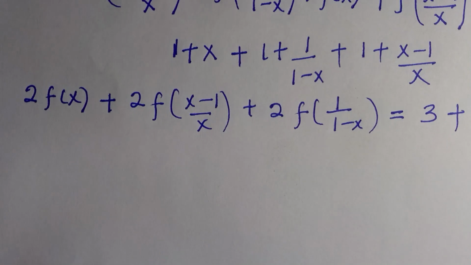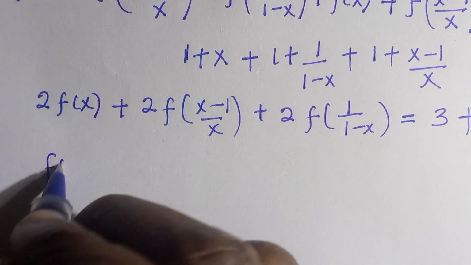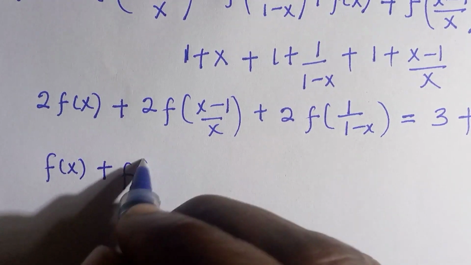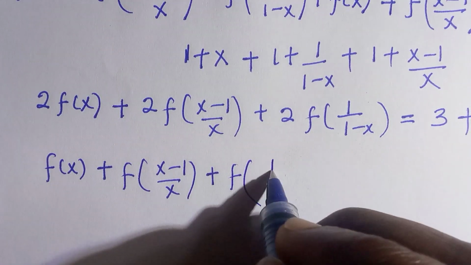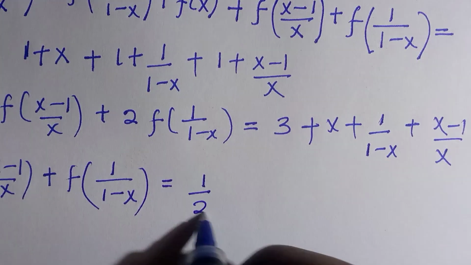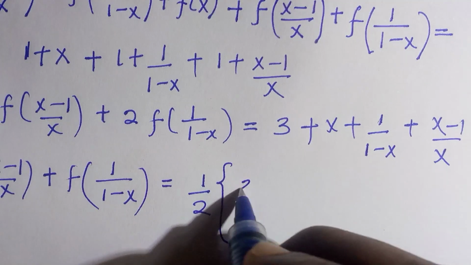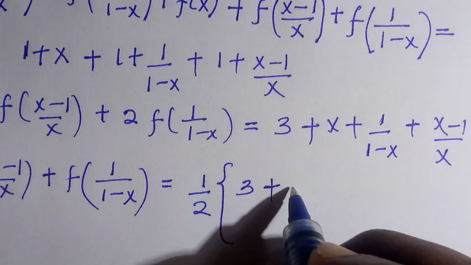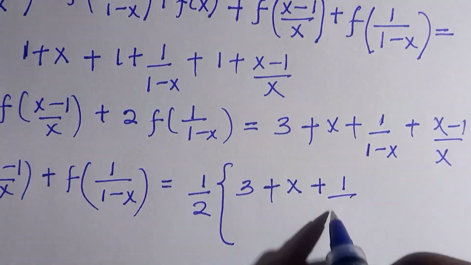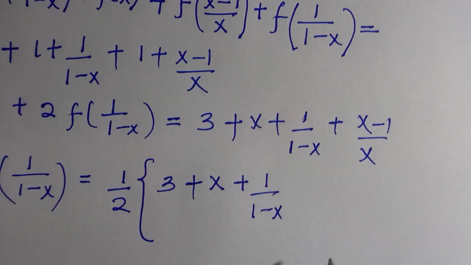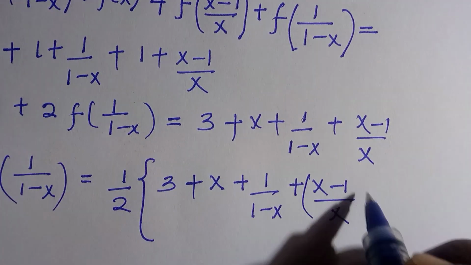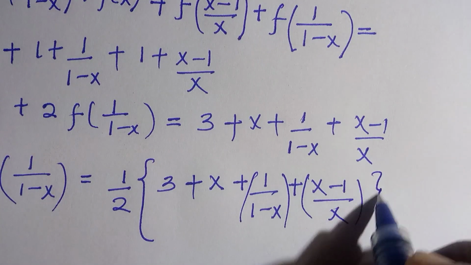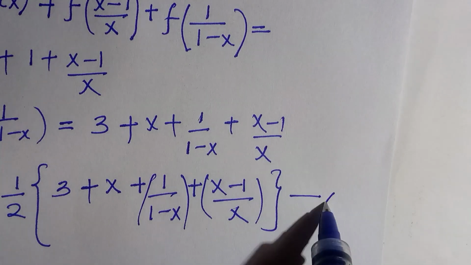Okay, I want to take 2 out and divide it. Then we have f of x plus f of x minus 1 divided by x, plus f of 1 divided by 1 minus x equals to, by dividing 2 by 2 here, we have 1 over 2, then we create a bracket and we put this thing, then 3 plus x plus 1 divided by 1 minus x, and plus x minus 1 divided by x. If I bracket these two, just to avoid confusion, then we start this as equation 4.